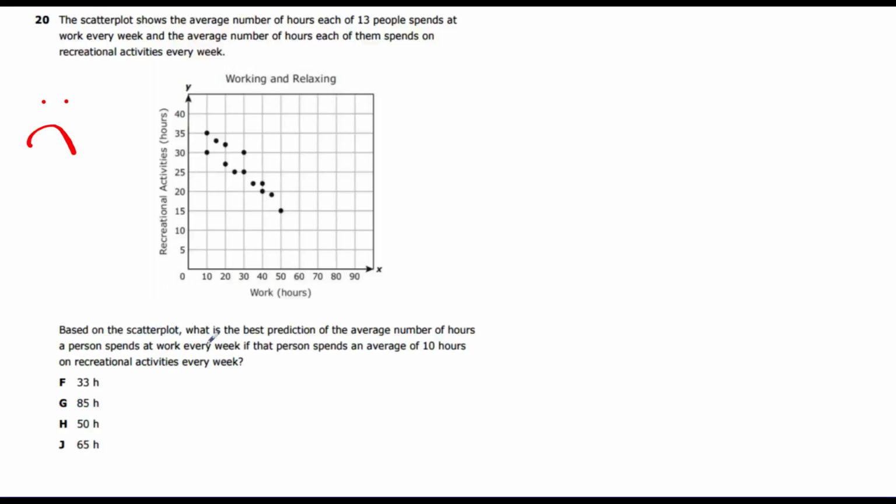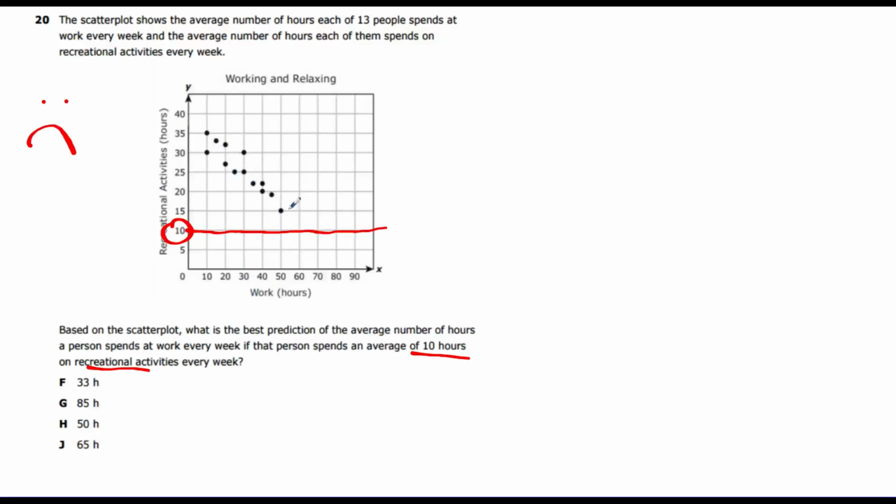I'm not sad anymore. Based on the scatter plot, what's the prediction for the average number of hours a person spends at work each week? So we want some number on the x-axis if they get an average of 10 hours on recreational activities. Okay, so we know they get 10 hours here, so I can draw. So I want to cross this line with our trend line, which we haven't made yet. I don't know why we're saving that for last, but we are. Okay, 10 hours of recreation.